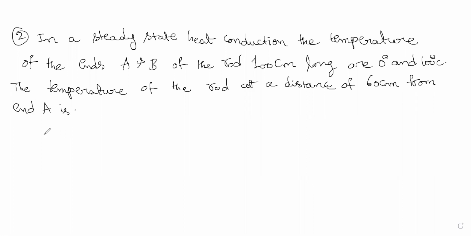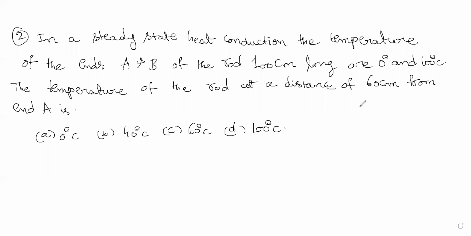There is a question. Option A is 0 degrees centigrade. Option B is 40 degrees centigrade. Option C is 60 degrees centigrade. Option D is 100 degrees centigrade. So these are the options we have. Please note that question. We'll solve it.